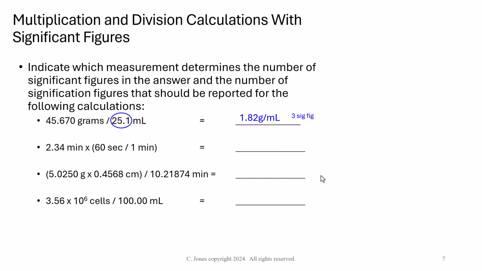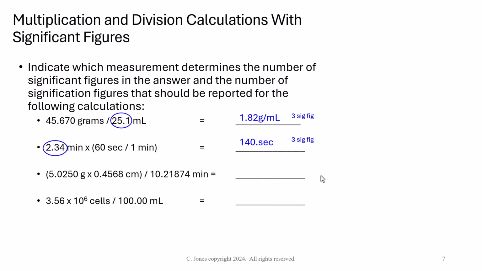Next, 2.34 minutes times 60 seconds per 1 minute. Remember, 60 seconds per minute is a conversion factor, so essentially it has an infinite number of significant figures. So the 2.34 will determine the number of sig figs in our answer, 3 significant figures. If we do that, it will be 140 seconds. And notice I put the decimal point there to indicate that that 0 is significant.